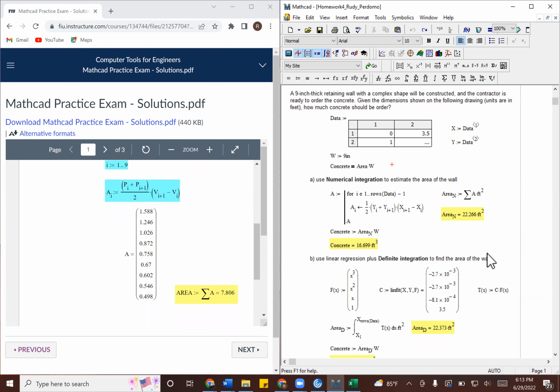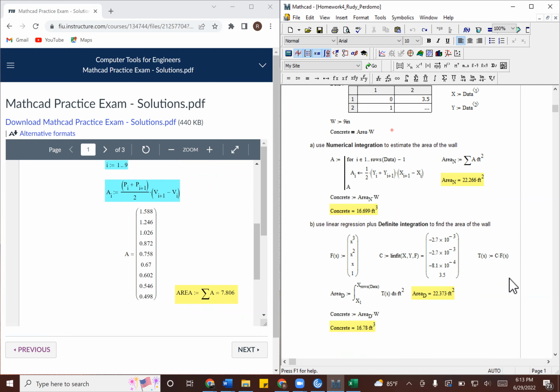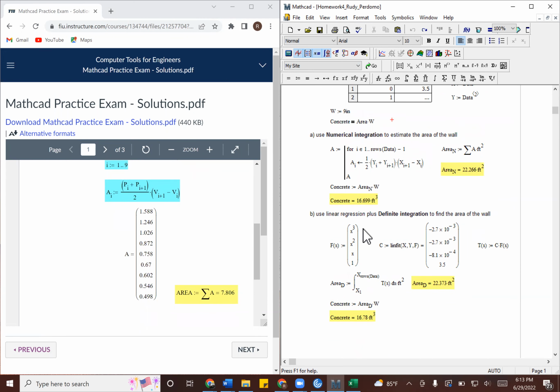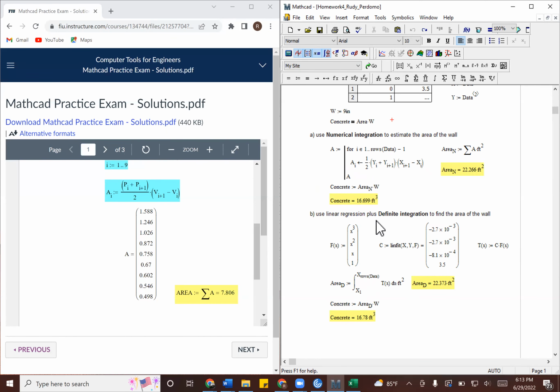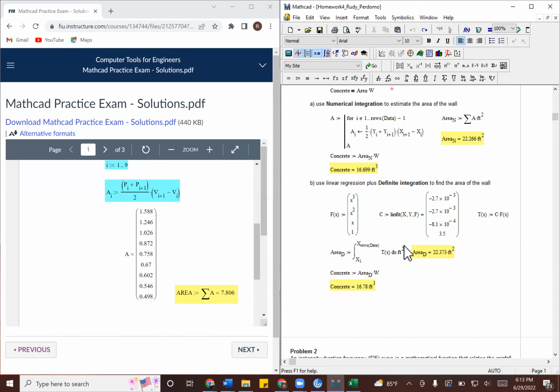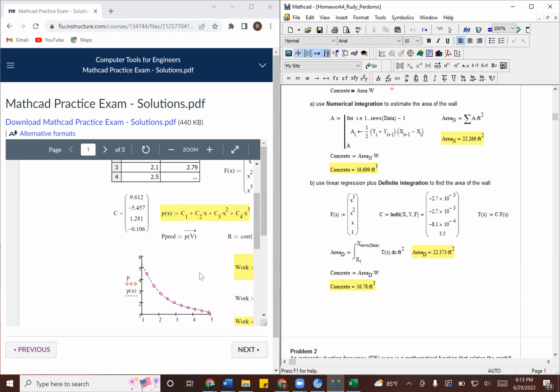Okay. Yeah. And here you see it's area D for definite integration. Okay. So for definite integration, you need a function, right? So you find the trend line of this data. So you do the exact same thing as, wait, hold on, where's that?